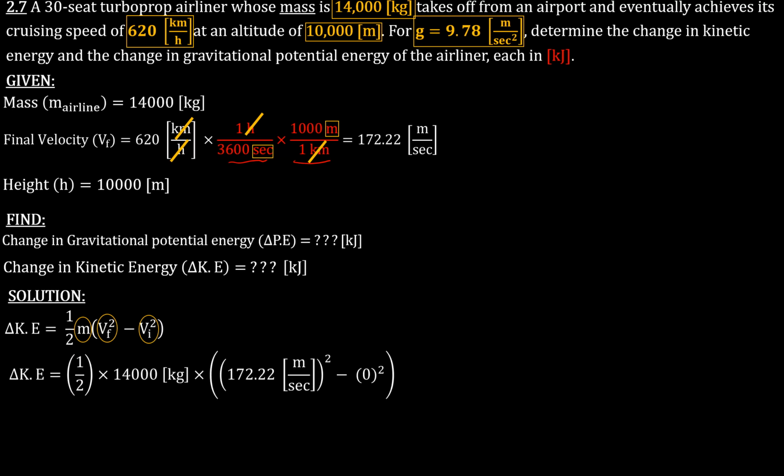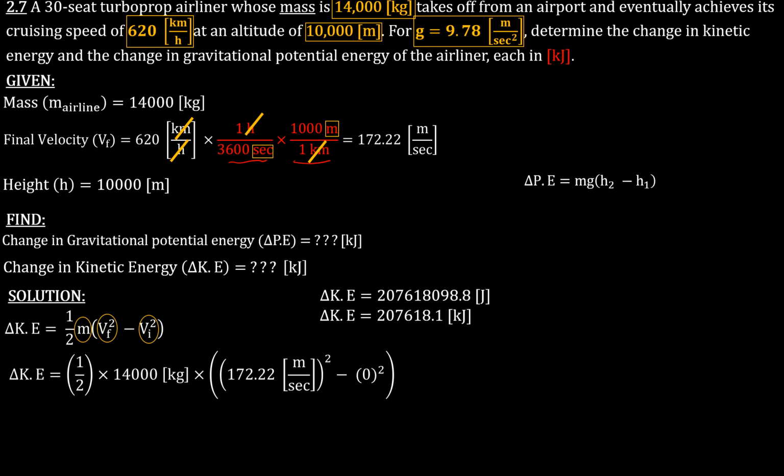So you plug in the given values into the equation and plug it into your calculator, and you will be given this value in joules. We divide it by 1,000 to get this value of the kinetic energy in kilojoules.